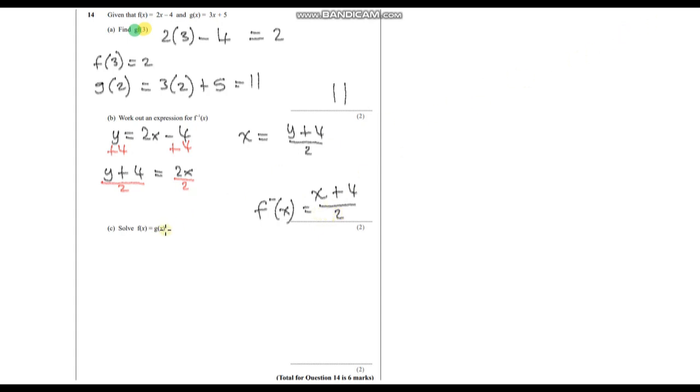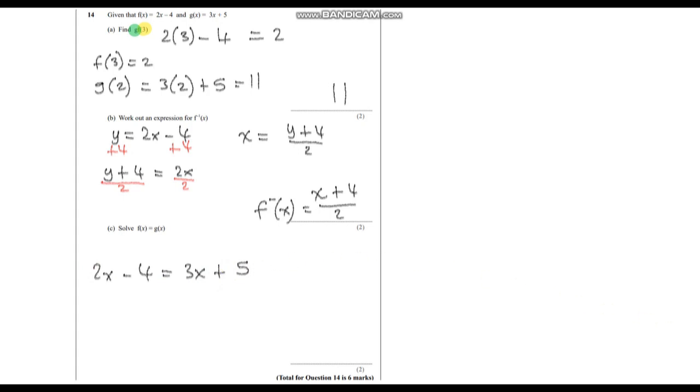Okay, now we have a look at the next question. Let's look at part C. Solve f of x equals g of x. Well, we're told what f of x is. f of x is 2x minus 4. And we're told what g of x is. g of x is 3x plus 5. So we just need to solve this equation.